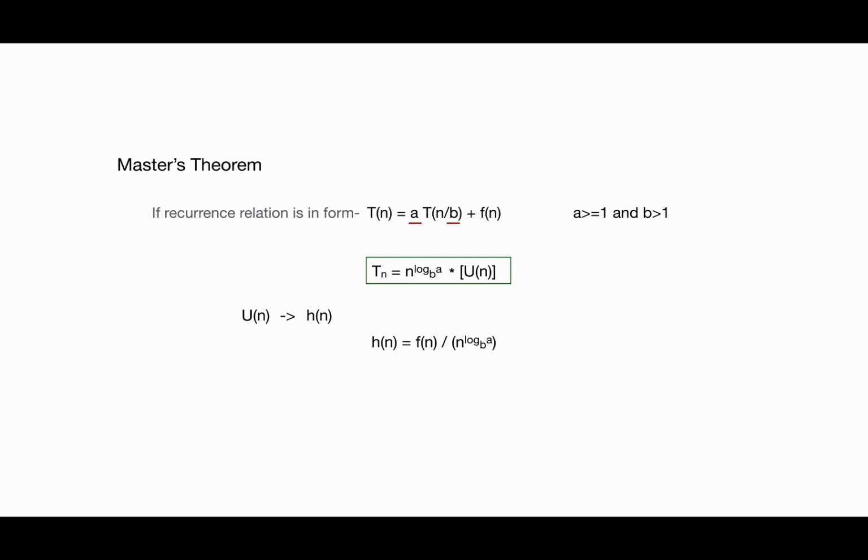The formula is h(n) = f(n) divided by n^(log a base b). Here f(n) will be given, and a and b will also be given. Now let's see the table to get the value of U(n) from h(n).